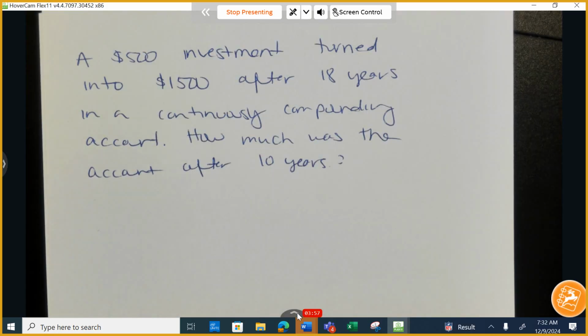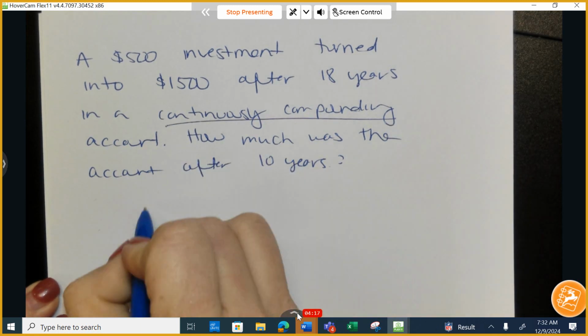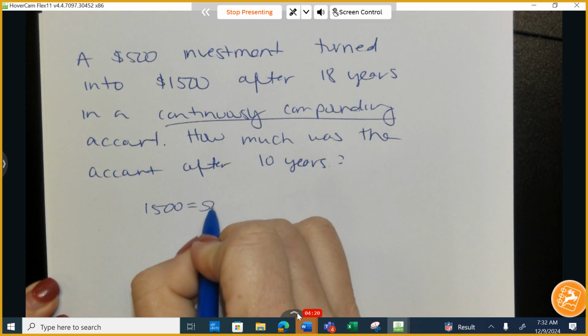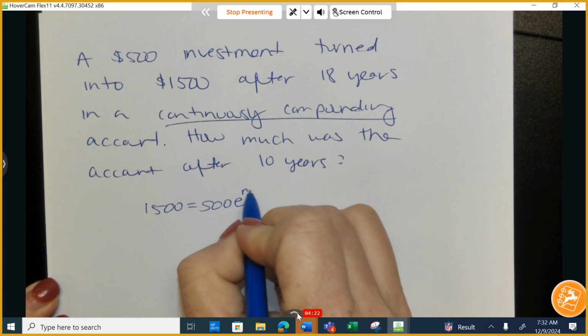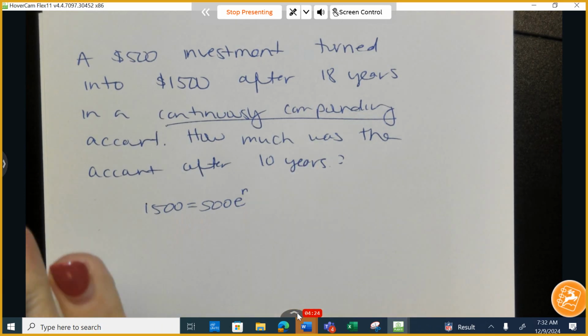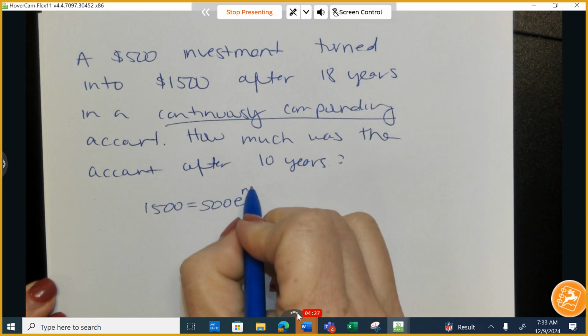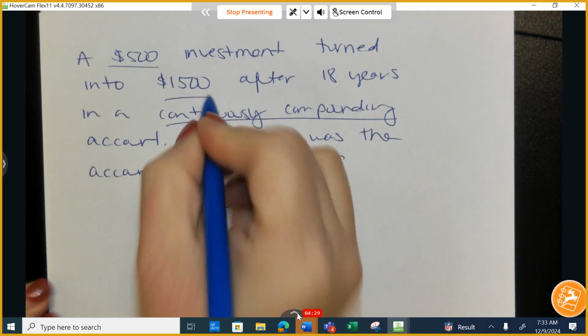All right, so students in class have a chance to try this problem on their own. This says we start with $500, our initial investment, and it turns into $1,500, which is tripling, after 18 years of continuous compounding. How much was in the account after 10 years? So our first job is to figure out what the rate is. We know it's continuously compounding. We end up with $1,500 after starting with $500. We don't know the rate. We're going to come back to this in just a second. And after 18 years, this fact occurs.